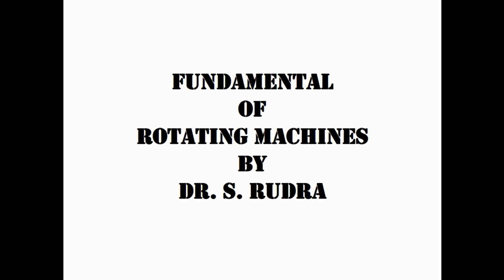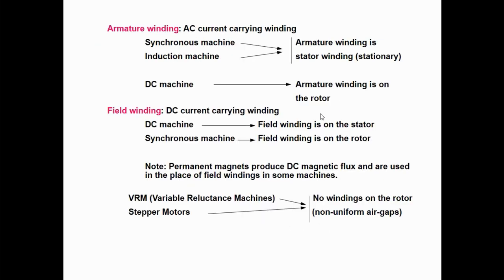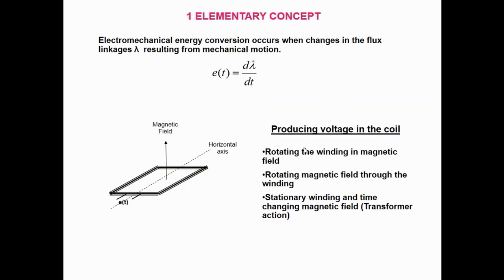So today, to start with fundamentals of rotating machines, here you could see the first elementary concept: electromechanical energy conversion occurs when there are changes in the flux linkage lambda, we all know that. But what I'm trying to mention here is that this d lambda dt occurs due to dynamically varying EMF. It is not the statically induced EMF. You can have a constant magnetic pole that is producing it.